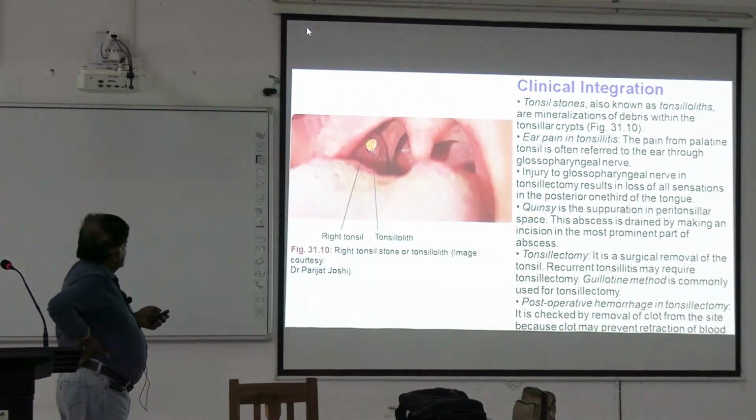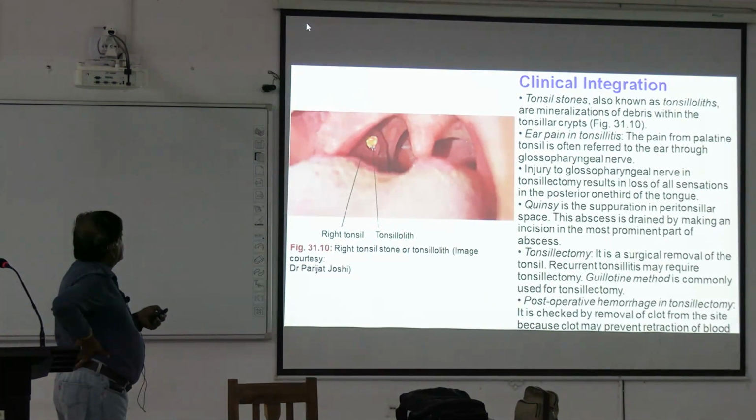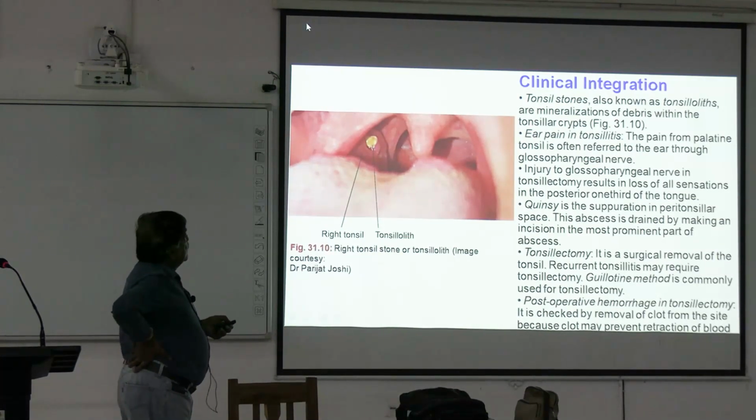Now, here these are tonsilloliths. This is a tonsillolith, right tonsil. Tonsil stones, also known as tonsilloliths, are mineralization of debris within the tonsillar crypts.